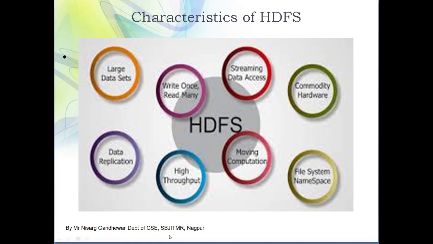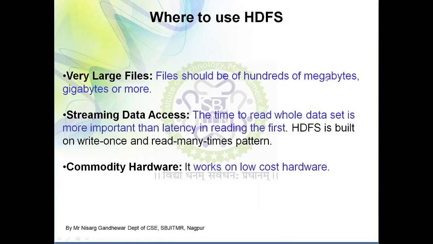High throughput: as we are using the concept of a distributed file system, ultimately it helps to improve the processing power by means of distributed computing. Then moving computation, that means you are going to transfer the work from one machine to another machine. And file system namespace. So these are the various features, or we can say characteristics, of a Hadoop distributed file system.